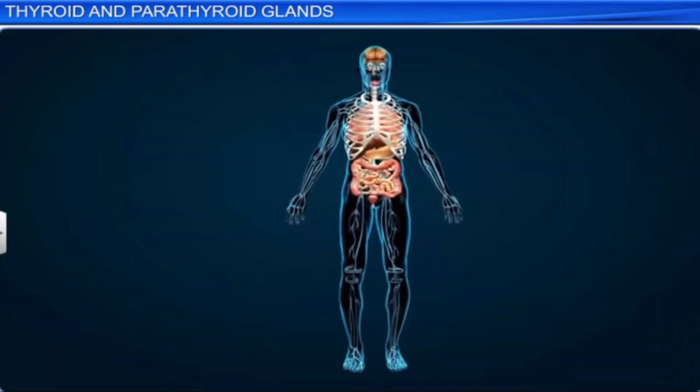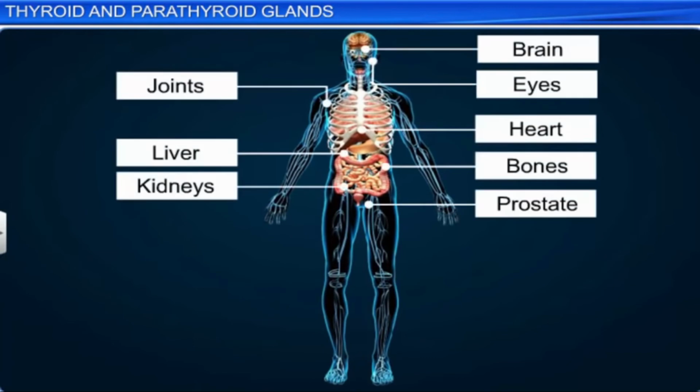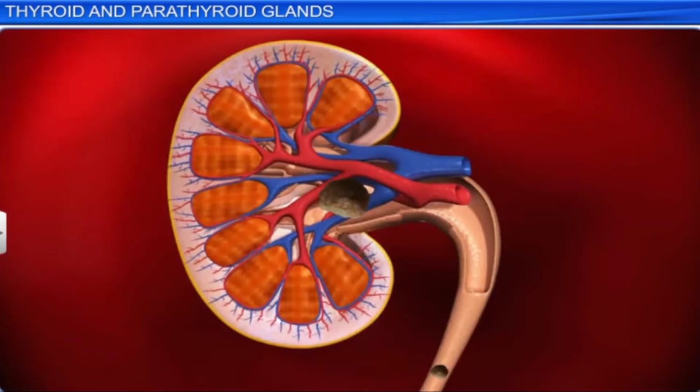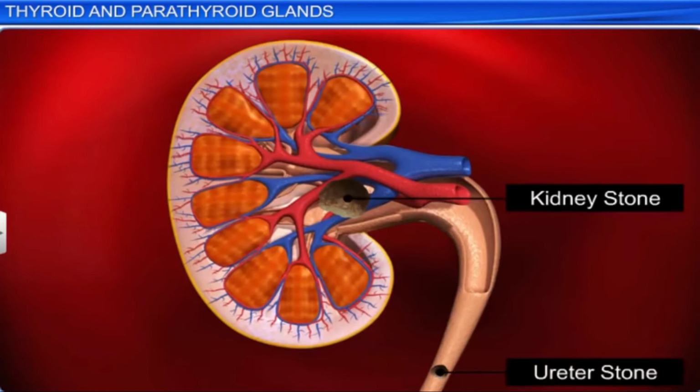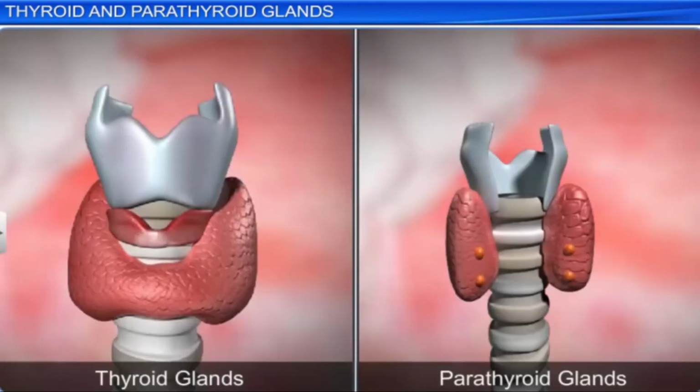Increased levels of calcium are deposited in various parts of the body, which brings about calcification of soft tissues. Hypersecretion of parathyroid hormone also produces stones in the kidneys and ureters, causing renal inefficiency. Therefore, the proper secretion of hormones from the thyroid and parathyroid glands is essential for the smooth functioning of the human body.